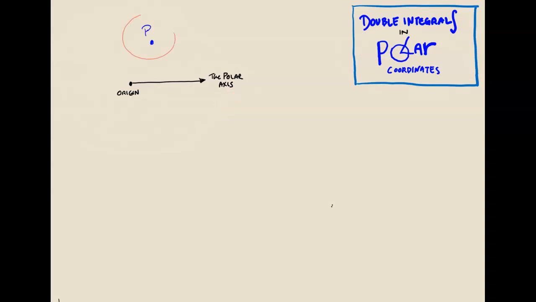Now, given any point in the plane, I have to tell you how to assign polar coordinates to that point. These will be a pair of numbers, of course, the first of which is very straightforward. It's just the distance of the point from the origin. So if this distance is r, then the first polar coordinate of our point will be r. As for the second coordinate, that's just going to be this angle, the angle we have to rotate the polar axis through in the usual counterclockwise direction to get to this line joining the origin and the point P. So our second coordinate is theta.